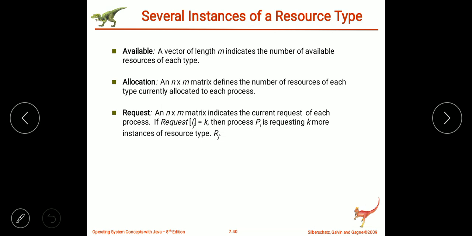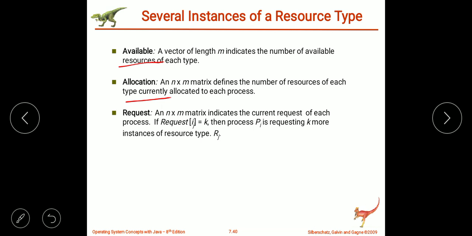The data structures are as follows: available, allocation and request. Available and allocation are the same as in Banker's algorithm. Available is a vector and allocation is a matrix. So I don't have to explain this again, right? One extra data structure we are using here is request. Instead of need, we are using request, and we don't have the max data structure here. We have only 3 data structures.